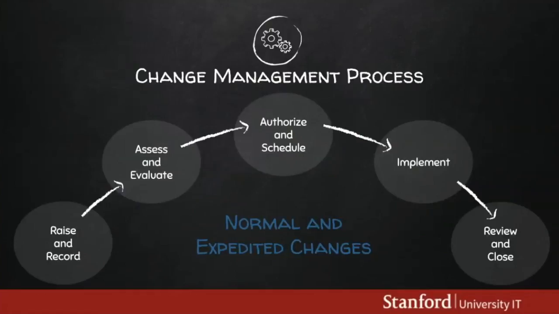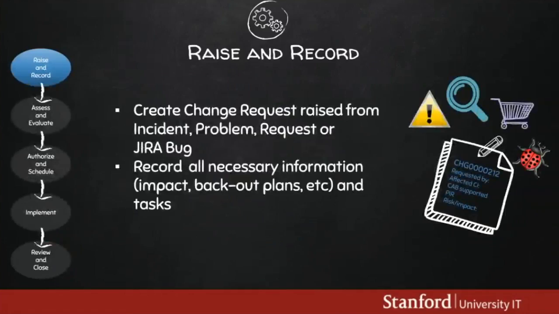So getting into the workflow of the process for change management, for normal and expedited changes, these are the steps. You raise and record, assess and evaluate, authorize and schedule, implement, and then review and close. So somehow something's triggering the need for a change request. It could be something from an incident, a problem, or a request, or a Jira bug that comes through.